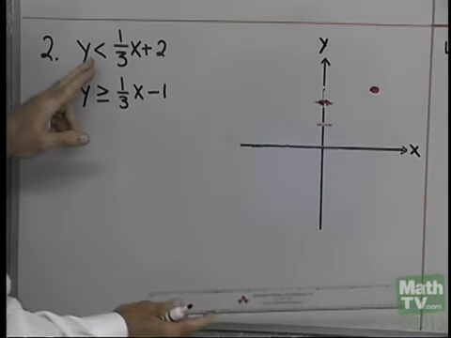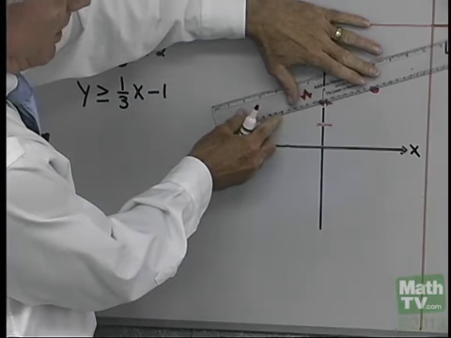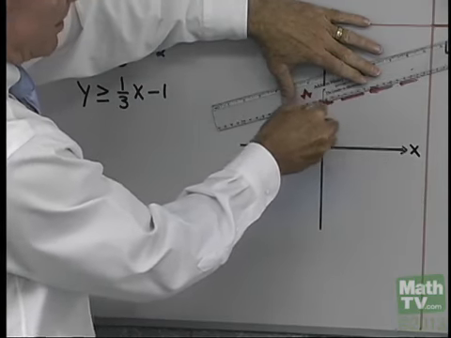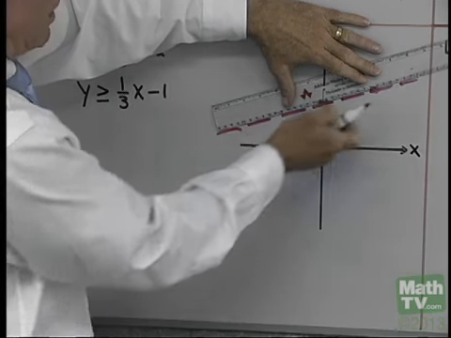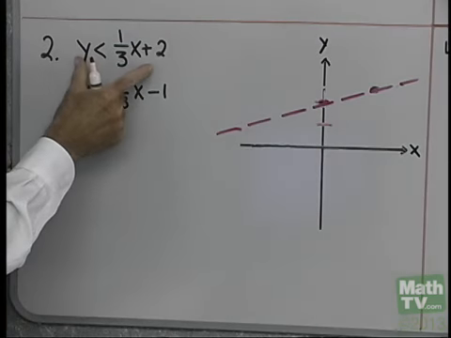So let's see, my inequality symbol is strictly less than, so I know again I'm going to have a broken line. Let's see if we can just sketch the graph of this right here. Here's a nice broken line. And let's see, the origin (0, 0) is off of this line.